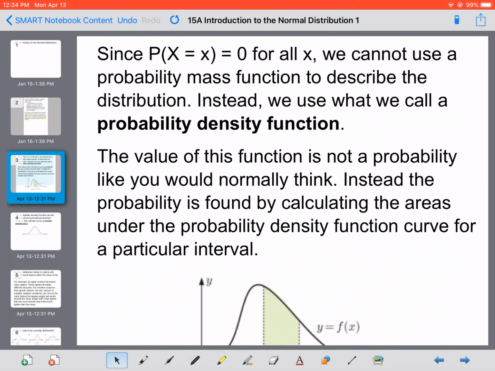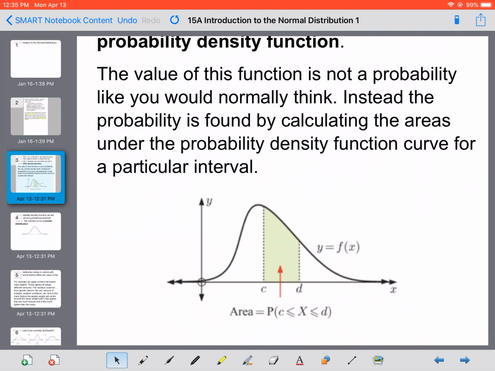So we cannot use what we call a probability mass function. A probability mass function is the kind of function that you guys are used to. What's the probability of getting exactly a 6 when you roll a die? Well, that's 1/6. That's a mass function. But because of the weight and the interval piece of it, we now will be using what we call a probability density function. So it's not a probability that we normally think of, like the probability of getting a 6 when you roll the die. Instead, this probability density function is going to be the probability as the area under the curve.